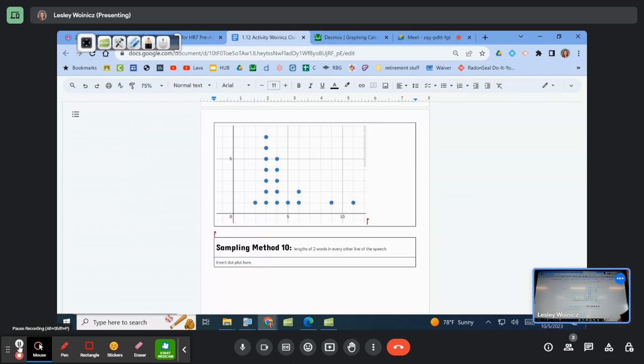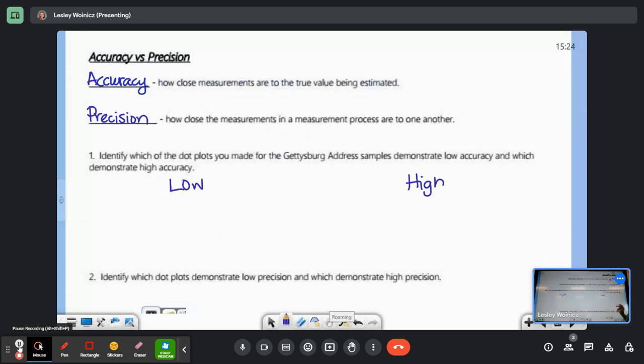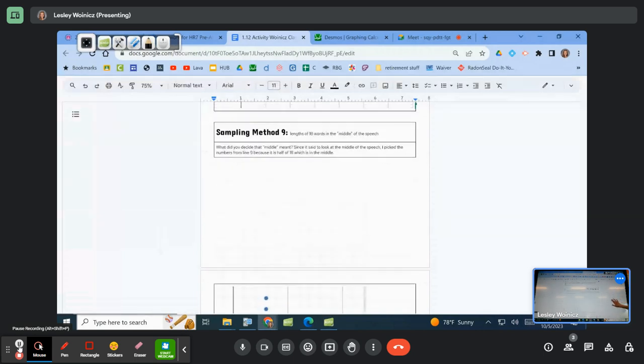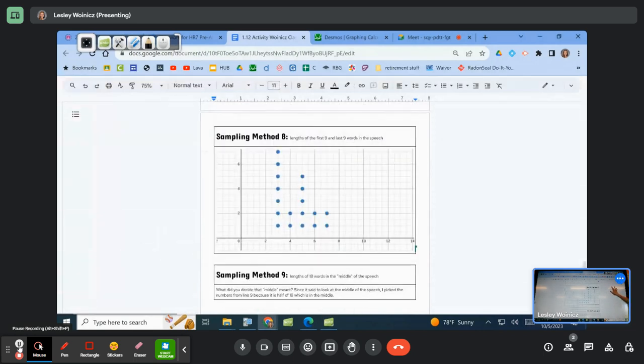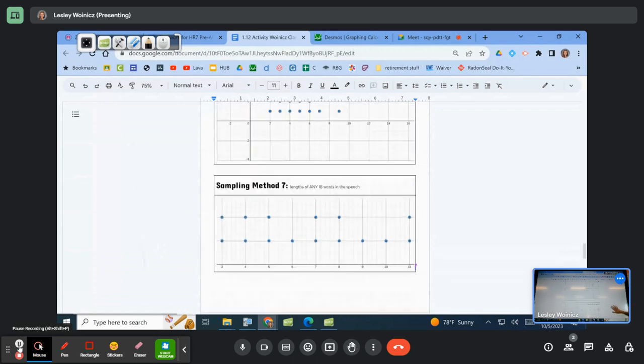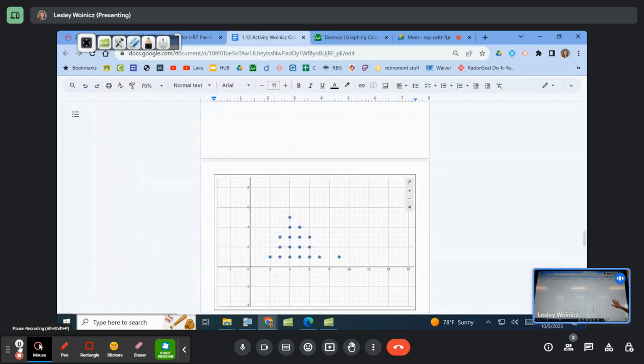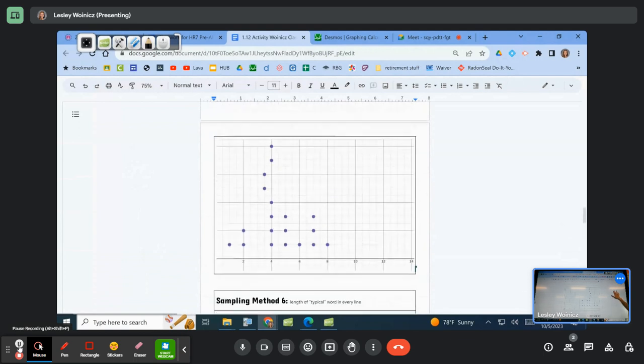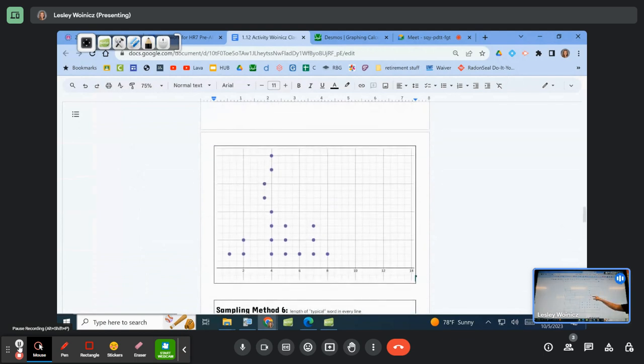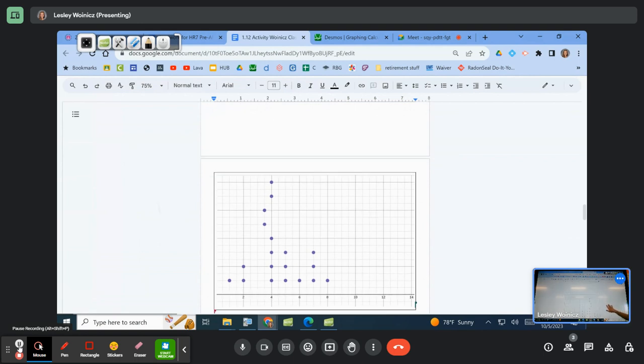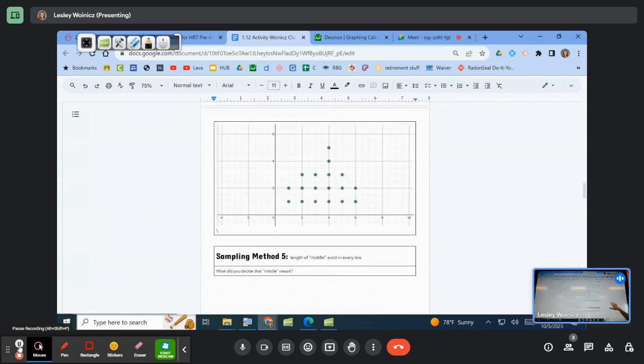All right. What about high accuracy? Maybe 4. 8. Okay, I like 8. What else? 6. 6 isn't bad. Okay, I know that these 2 dots are questionable, but look at the rest of the dots. They're not terrible. Maybe 5. What did you guys say? 4?